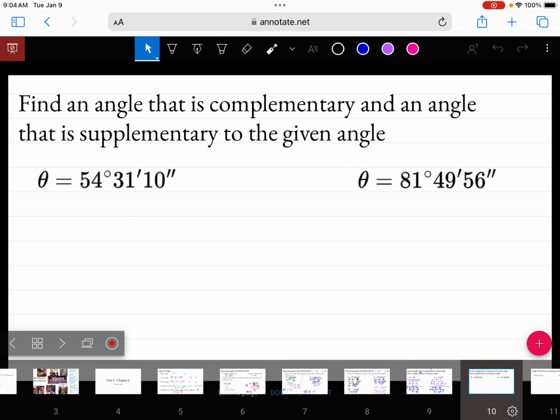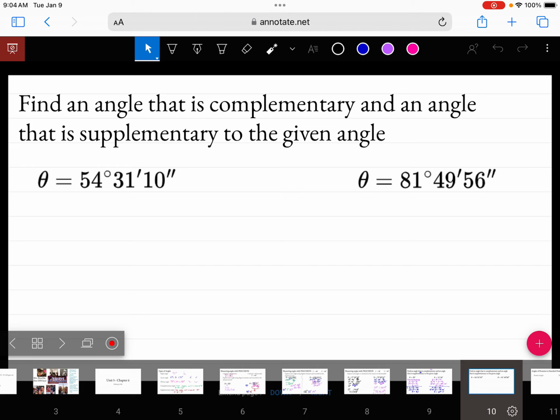Okay, so we're just going to finish up a smidge of yesterday. We're going to find a complementary angle and a supplementary angle. We did it yesterday with degrees and minutes. Today I want to do degrees, minutes, seconds. It's just these two, and then we're going to move on to what we're going to do today. But I just didn't want to leave you guys to figure it out on your own, because there's at least one like this on the homework.